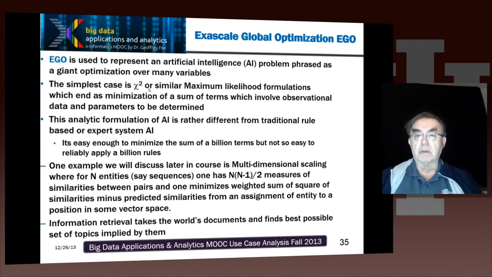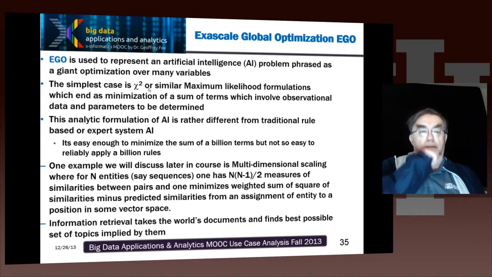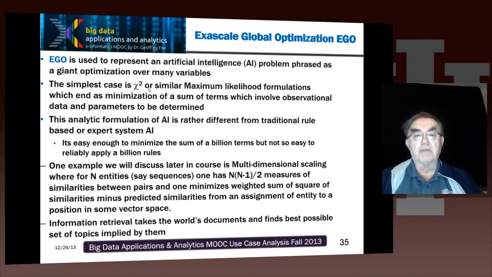So it's a rather flamboyant title, which was invented in some meeting I was at a few years ago, and it basically points out that there is a class of artificial intelligence problems phrased as giant optimization over many variables. This is what I call global machine learning.